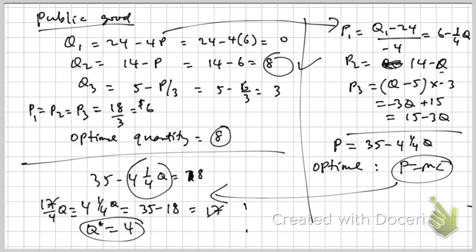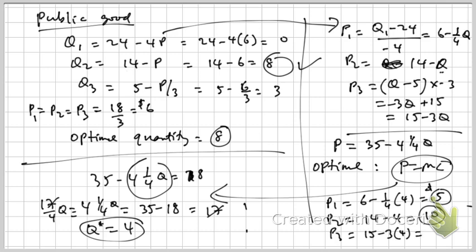And then if quantity is 4 units, insert 4 into each price. So P1 becomes 6 minus 1 over 4 times 4, 5. So one guy pays $5. The second guy pays 14 minus 4, which is 10. The third guy pays 15 minus 3 times 4, 12, $3. So if you add up 5, 10, 3, it will give you $18, exactly the marginal cost.